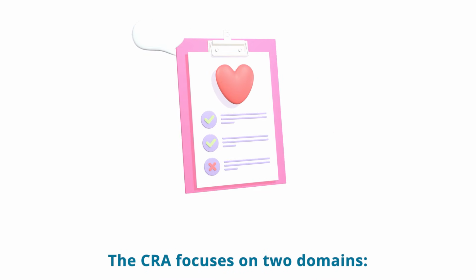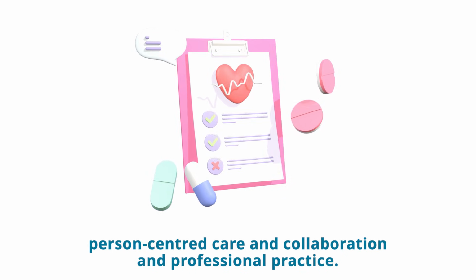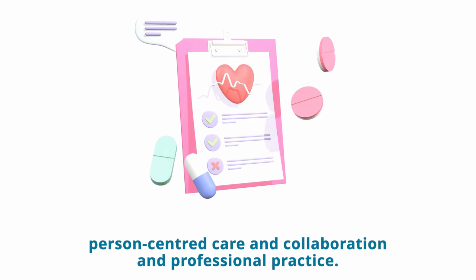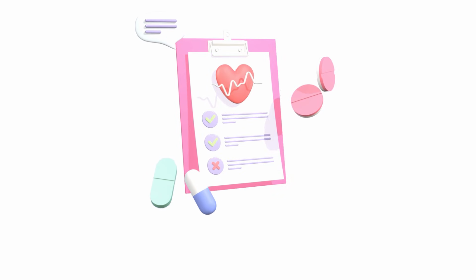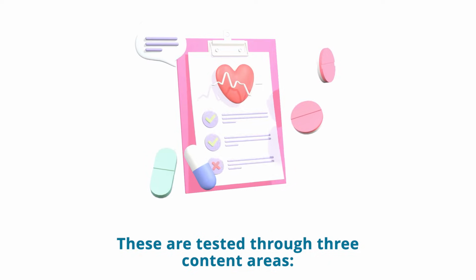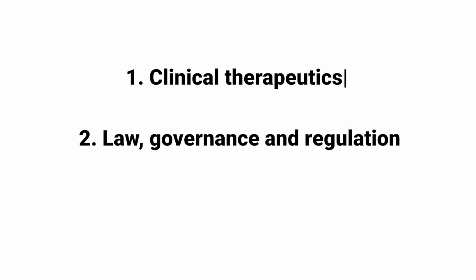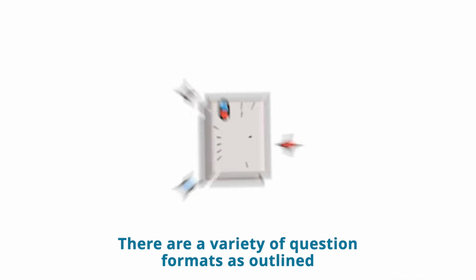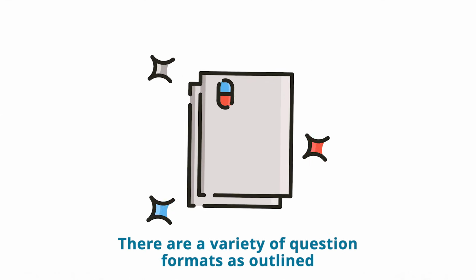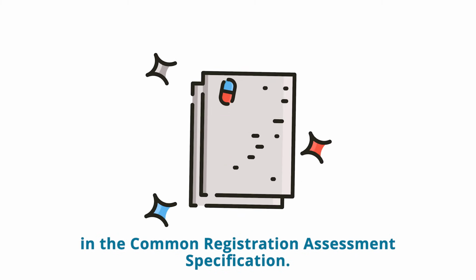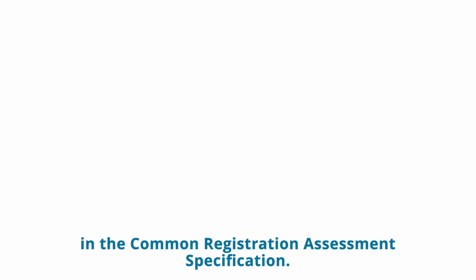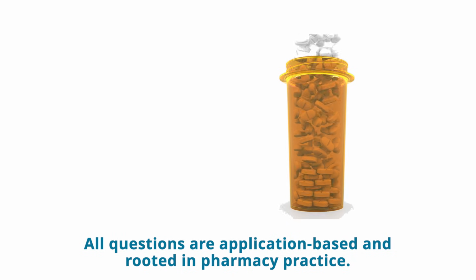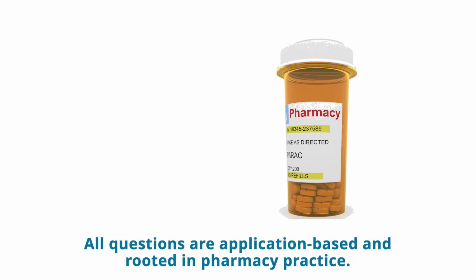The CRA focuses on two domains: person-centred care and collaboration, and professional practice. These are tested through three content areas: clinical therapeutics, law, governance and regulation, pharmacy and healthcare calculations. There are a variety of question formats as outlined in the Common Registration Assessment specification. All questions are application-based and rooted in pharmacy practice.